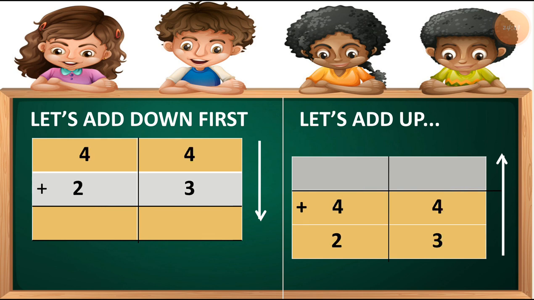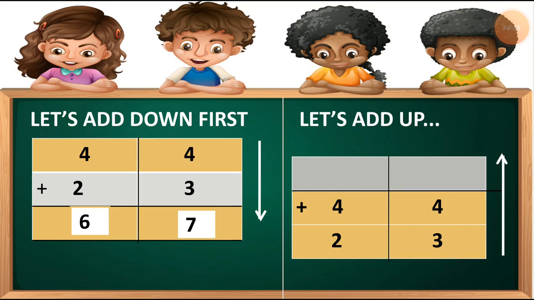Now students, next one, 44 plus 23. So in the ones column, 4 plus 3 is equal to 7. So I write number 7 at the ones column. Then at the tens column, 4 plus 2. So 4 plus 2 is equal to 6. So I write number 6 there, and the answer is 67.